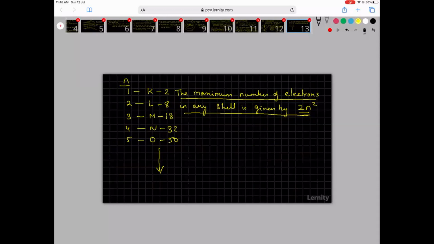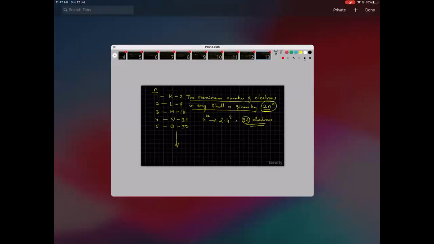Then he said the maximum number of electrons in any shell is given by the 2n square rule, where n is the shell number. So in the fourth shell, 2 into 4 square. 4 square is 16, and 16 into 2 is 32. So in the fourth shell, there will be 32 electrons. So this is Bohr's model of an atom.